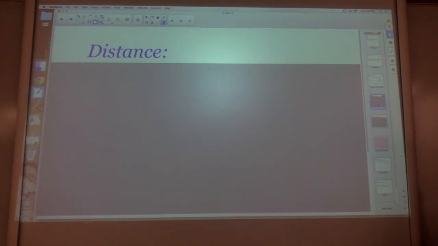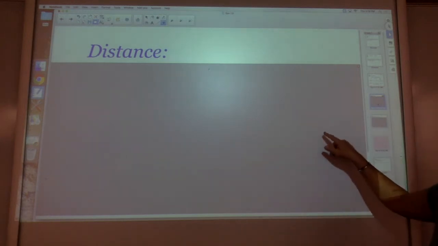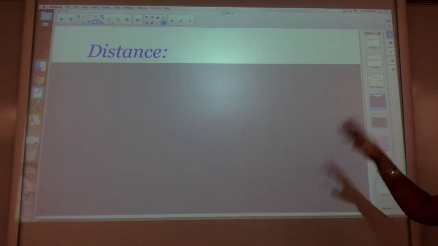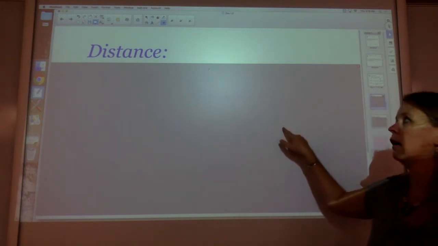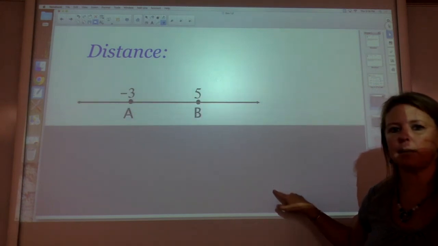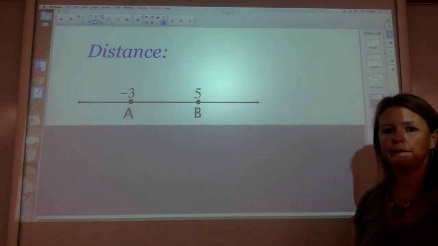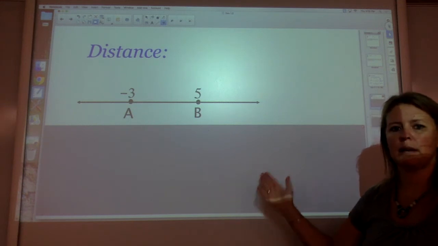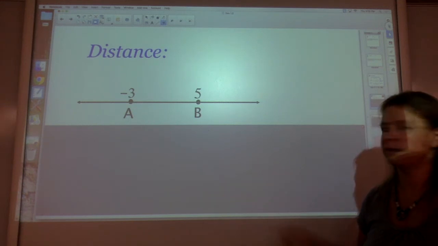All right, moving on. If you're going to actually find the distance, yes, there is a distance formula that you learned last year that was like the square root of (x2 minus x1) squared plus (y2 minus y1) squared, blah, blah, you get it. We're only finding the distance on a number line right now, so let's back it up a step. There's my number line. There's my 2 points, A and B, at -3 and 5.